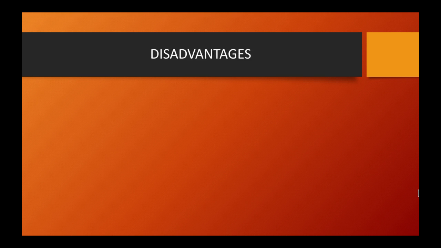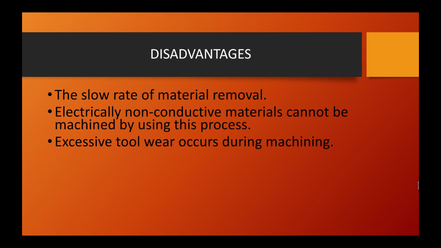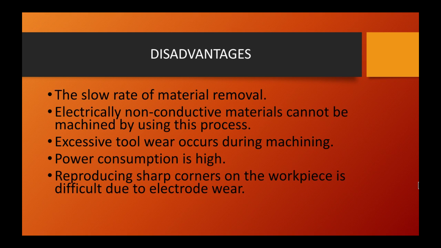So, let us discuss the disadvantages of the electric discharge machining process. The slow rate of material removal. Electrically non-conductive materials cannot be machined using this process. Excessive tool wear occurs during the machining process. Power consumption is high. Reproducing sharp corners on the workpiece is difficult due to the electrode wear.